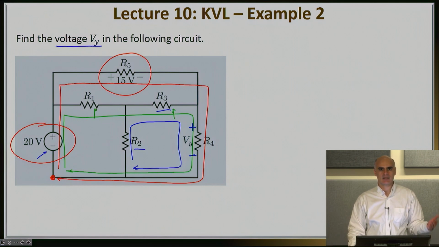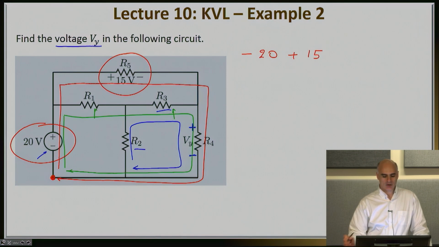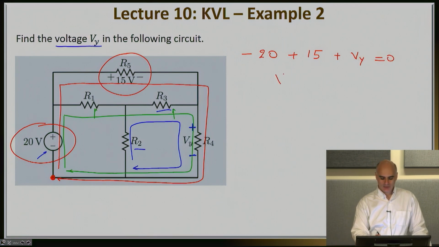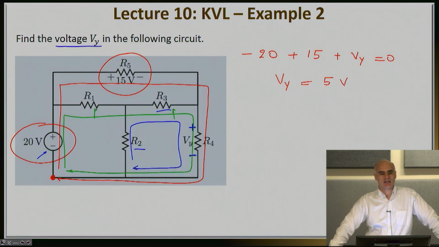And then if I see the negative sign first, I put the voltage drop as negative. If I see the positive side first, I put the voltage drop as positive. So here I will have negative 20, which is the voltage drop I see first, plus 15, which is the voltage drop across R5, plus Vy is equal to 0. So indeed, I have just a single unknown, and so Vy here is going to be equal to just 5 volts. So clearly the numerics here are very easy.